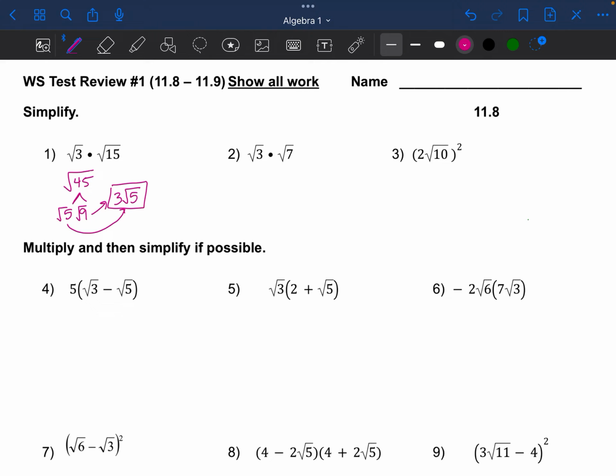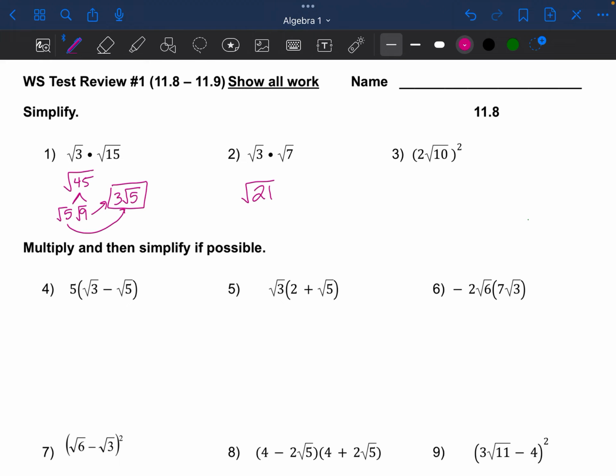Number 2, super similar. 3 times 7, we get 21. All of them, then we have to check, just like the other one, to see if there's a perfect square that goes into 21. 9, 16, no. So we just leave it like that.